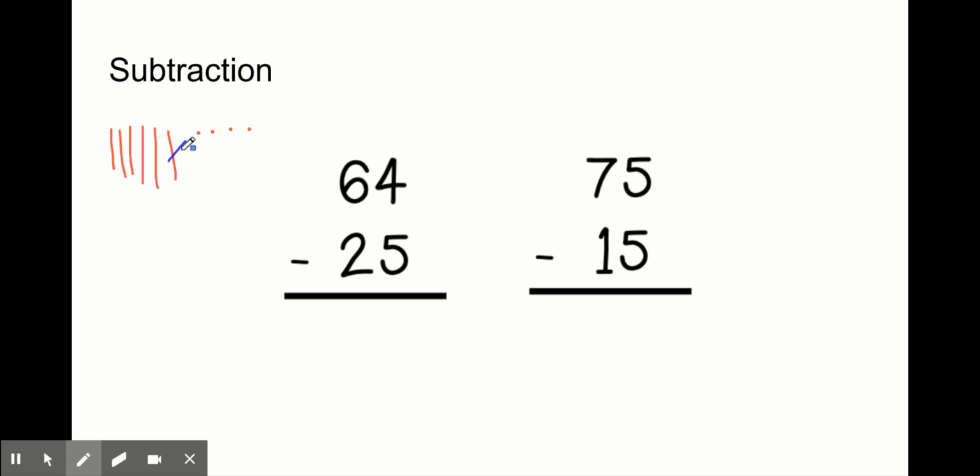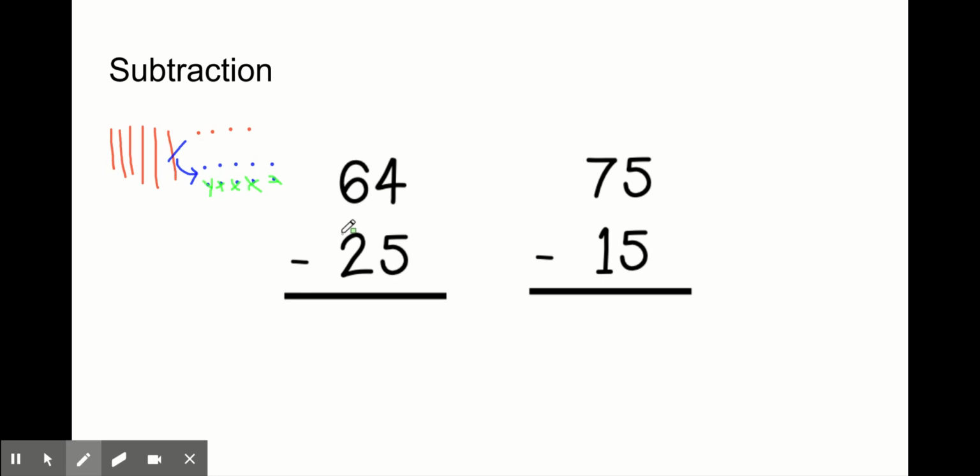So I need to take a 10 and turn it into ones. 1 10 becomes 1, 2, 3, 4, 5, 6, 7, 8, 9, 10 ones. Now can I take 5 away? Yes, I'm going to do even a third color so we can see. 1, 2, 3, 4, 5.